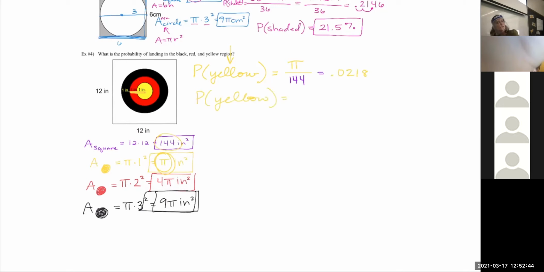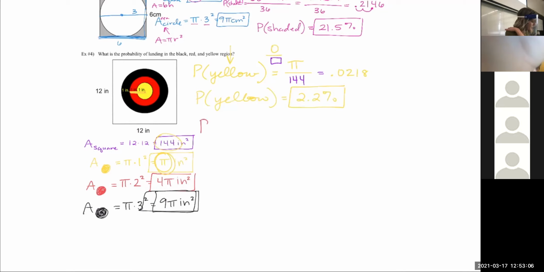Give me a percent. 2.2 if we round to the nearest 10th. So 2.2%. Okay, that's the probability that you hit yellow. It's the circle over the square. Okay, all right. Next one gets a little bit trickier.